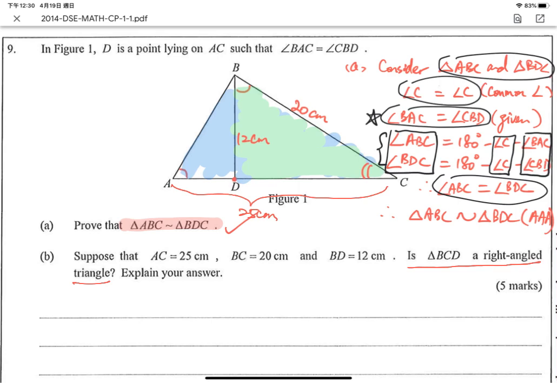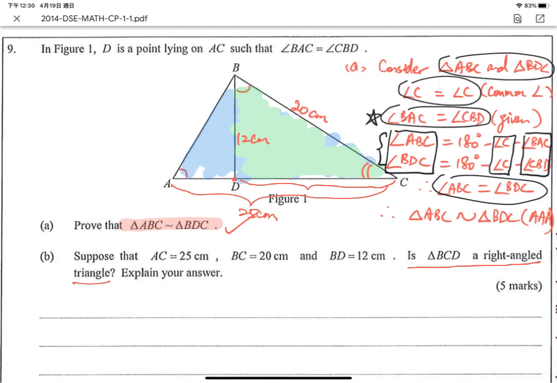But here we do not have this side CD. We need this side so that we have the three sides of triangle BDC. If we have the three sides, then we can apply the converse of Pythagoras theorem. But unfortunately, the question didn't provide us this important information. What we need to do is to think about what part A gives us. Part A gives us the similar triangles. So we can apply the properties of similar triangles.